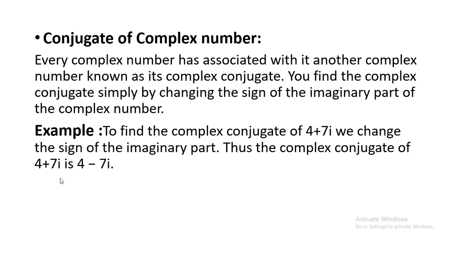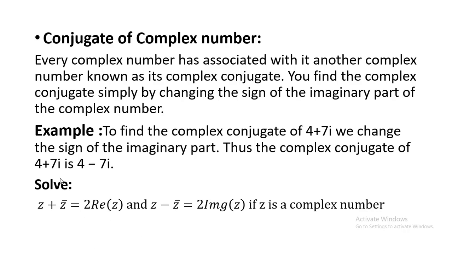Now there is an example written out here. To find the complex conjugate of 4 plus 7 iota, we change the sign of the imaginary part. Thus the complex conjugate of 4 plus 7 iota is 4 minus 7 iota. So that's how easy it is to find out the conjugate of a complex number. Now I have given an example and I want you all to solve it with me.